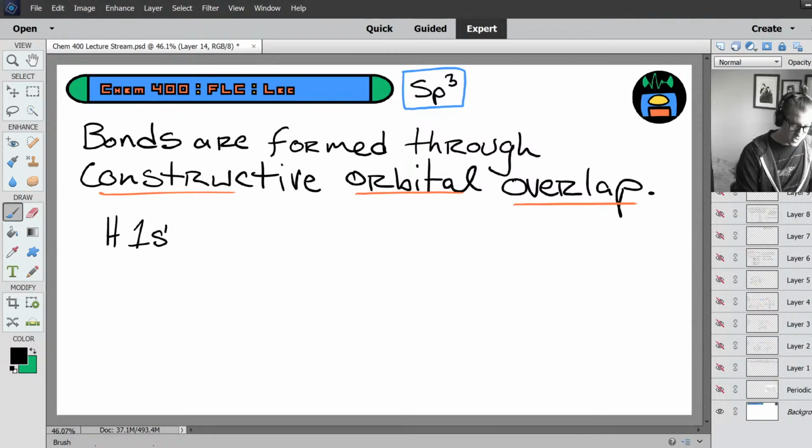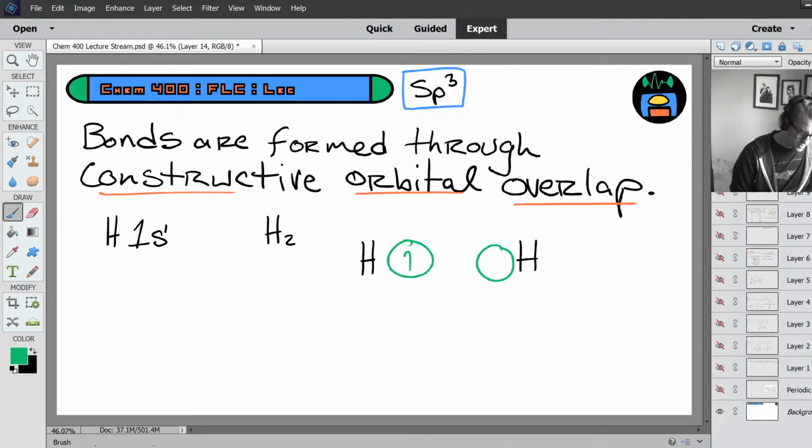When you form a molecule of H2, what happens is you have one hydrogen. It's got one electron in its 1s orbital. And then you have a second hydrogen that also, actually I'm going to pick a different color. Let's go with blue. That has one electron in its 1s orbital.